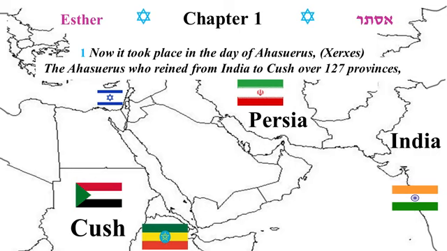So this would be kind of Sudan, Ethiopia area. So he had a very big empire, 127 provinces. And as I mentioned earlier, God is not mentioned in this book, but you are going to find him hidden, because Esther means something hidden, right?